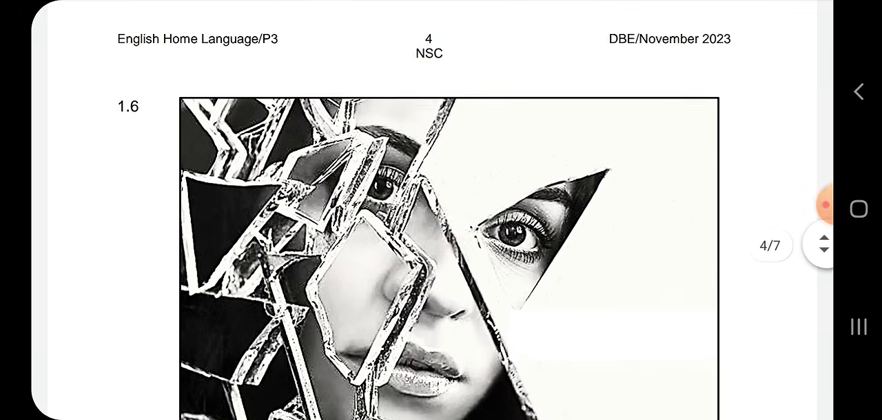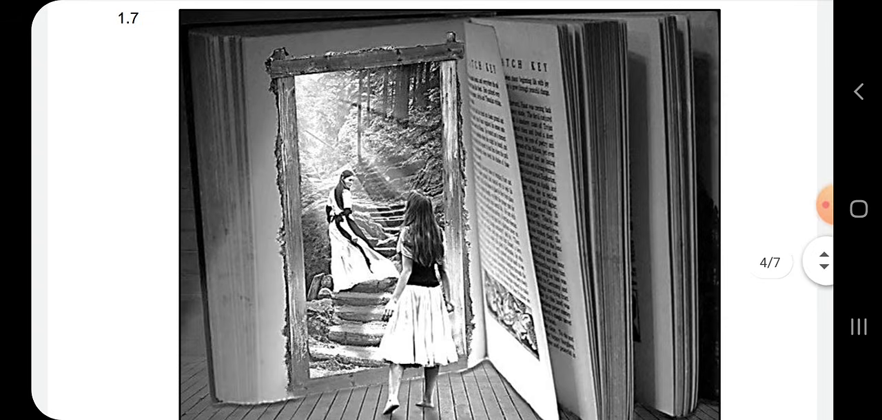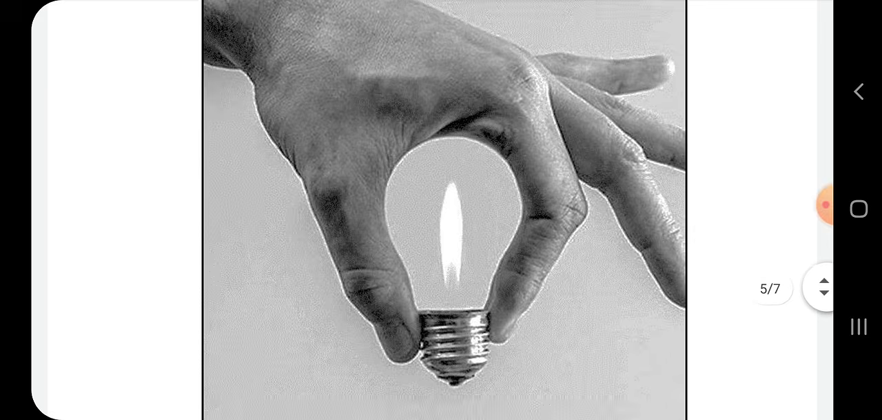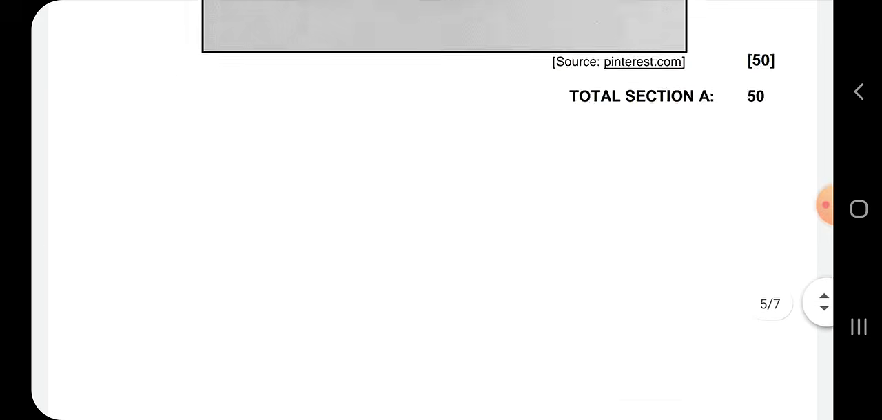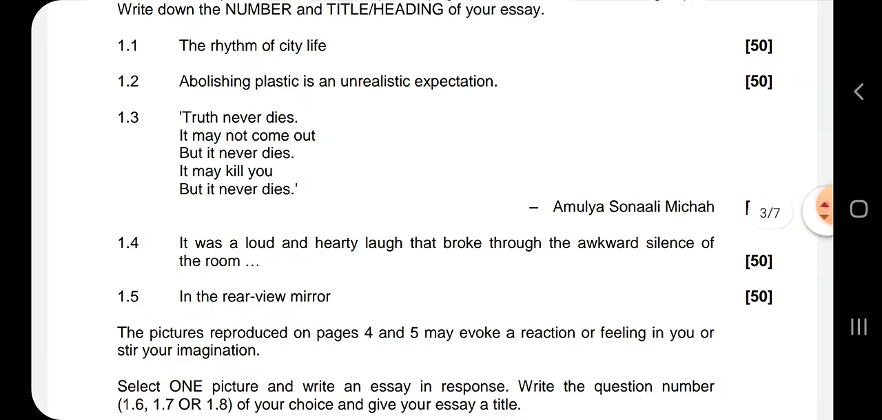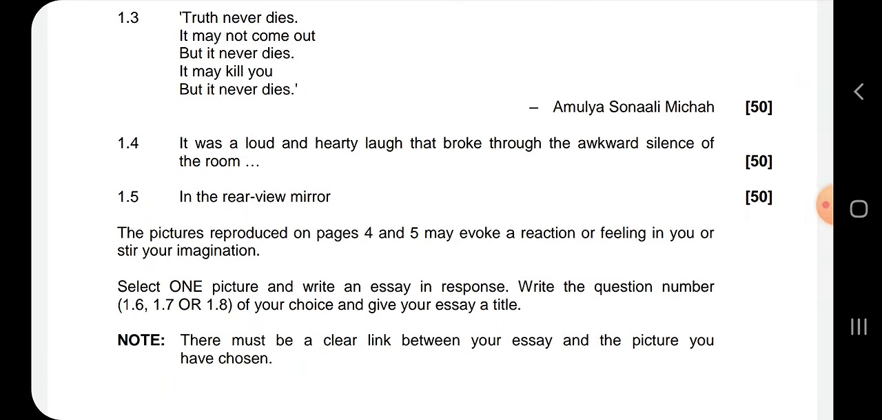So you will just say 1.6 and give yourself a heading when you are using a picture as an inspiration to write an essay. And 1.8, there is the picture. So as you know, that's what you will be given. Okay, so your essay can be different.